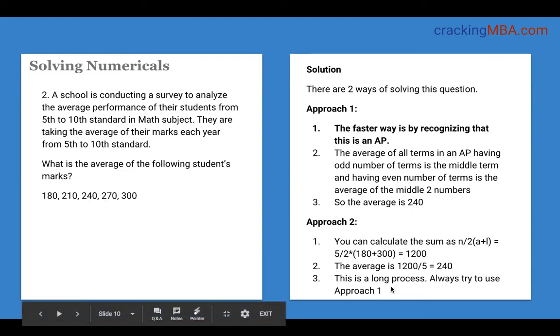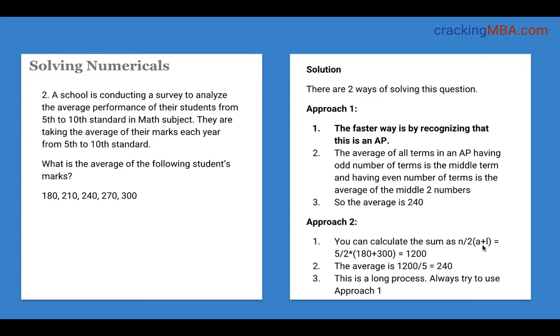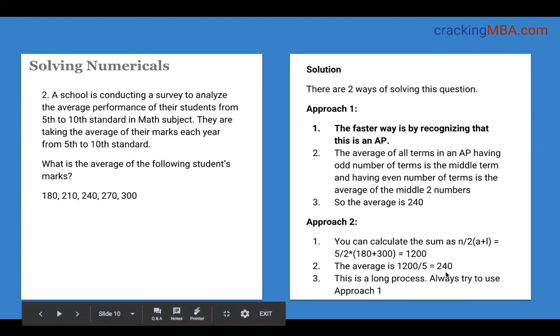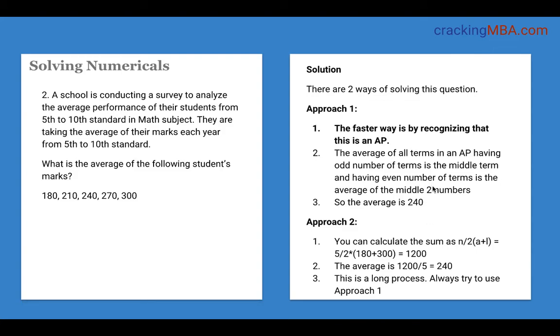The slower approach is to actually calculate the sum of the AP as n by 2 into (a plus l), which will give you 1200, divided by the number of terms, which is 5, and you will get 240. Now this is a long process and you're consuming time, whereas the first approach is the faster way. So if you know the exact approach, then it's very fast to calculate averages, especially of series in progressions.